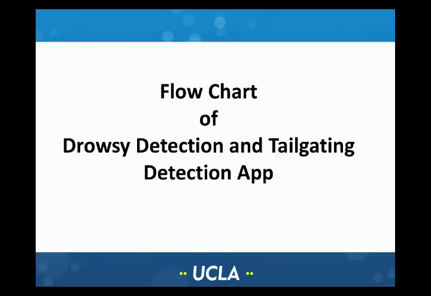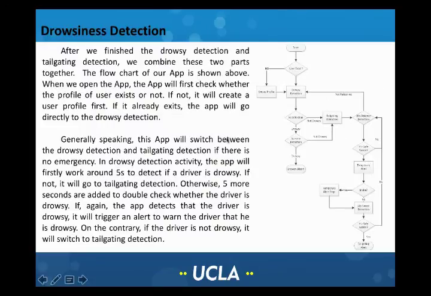And then Jiahui Li will introduce the flowchart of the drowsiness detection and the tailgating detection app. Okay, now I will talk about the flowchart of drowsiness detection and the tailgating detection app. First, I will introduce this part on the PowerPoint, and then I will show you this part in a demo on our app. After we finish the drowsiness detection and the tailgating detection, we combine these two parts together. The flowchart of our app is shown above.